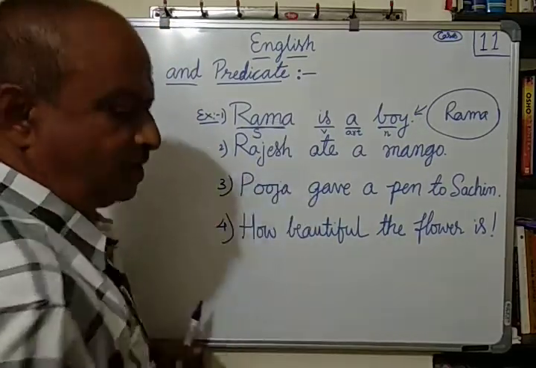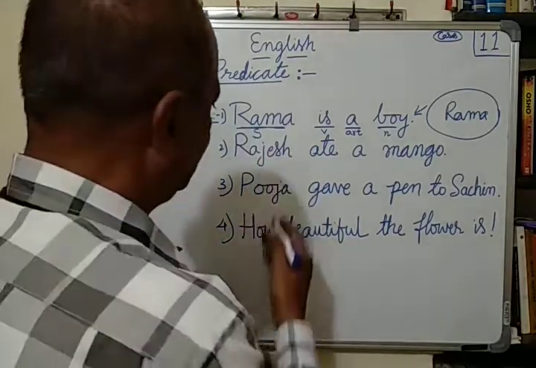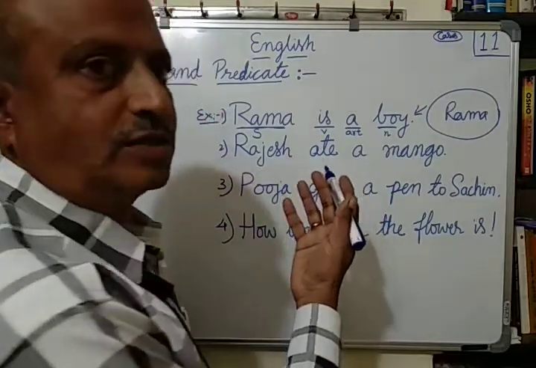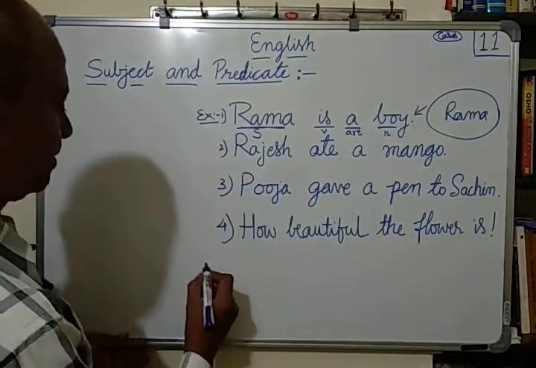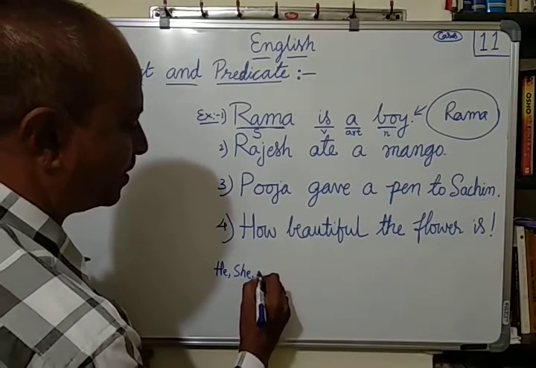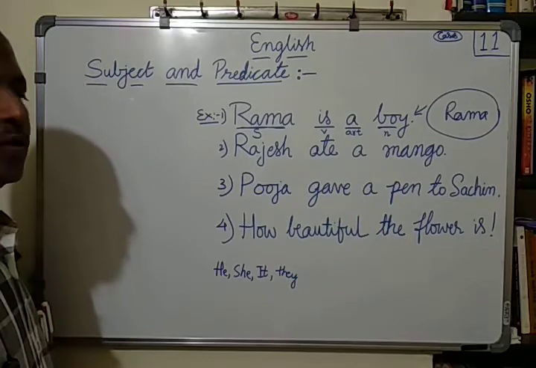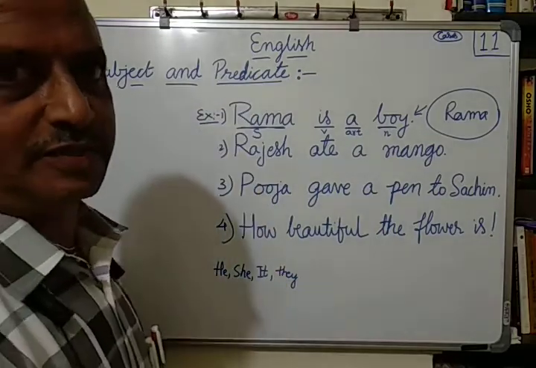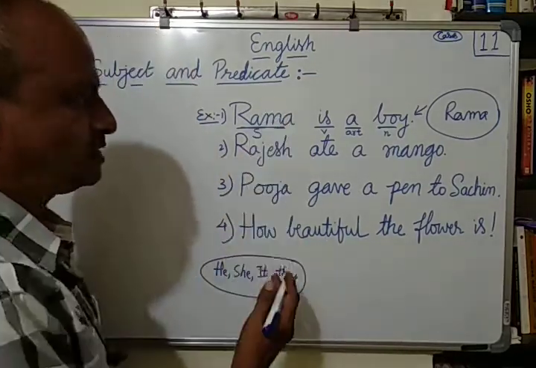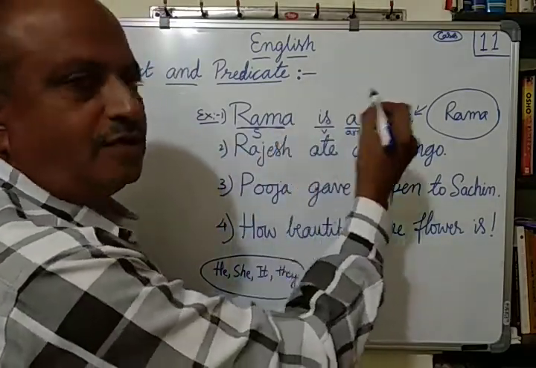I have already told you, subject is always a noun or a pronoun. Here in these examples, there are only nouns. You may take the other pronouns also. For example, pronouns like he, she, it, they normally become subjects. About the others, we shall find out in later videos. First of all, let us concentrate on nouns. Rama is the subject of the first example.